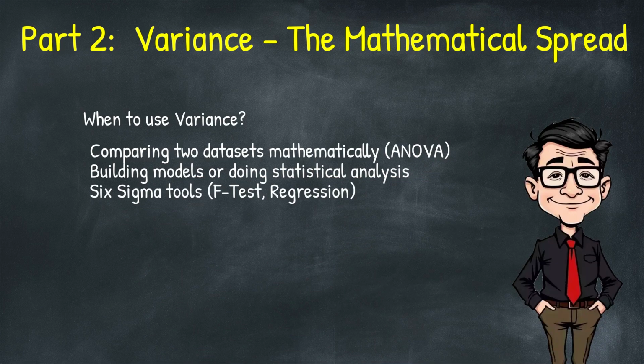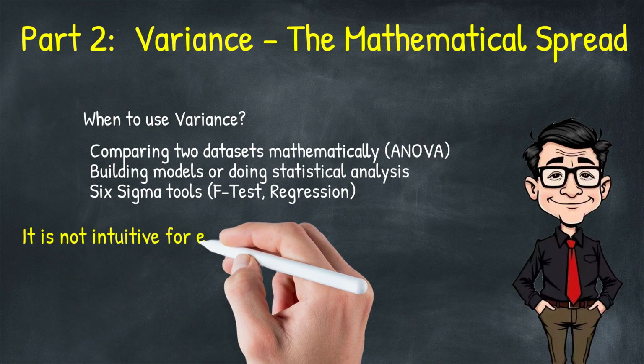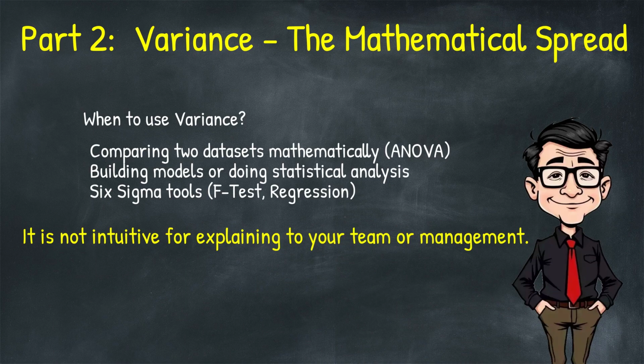Limitation. Variance is in squared units. If you're measuring in millimeters, variance is in millimeters squared. Not intuitive for explaining to your team or management. That's where the next metric comes in.